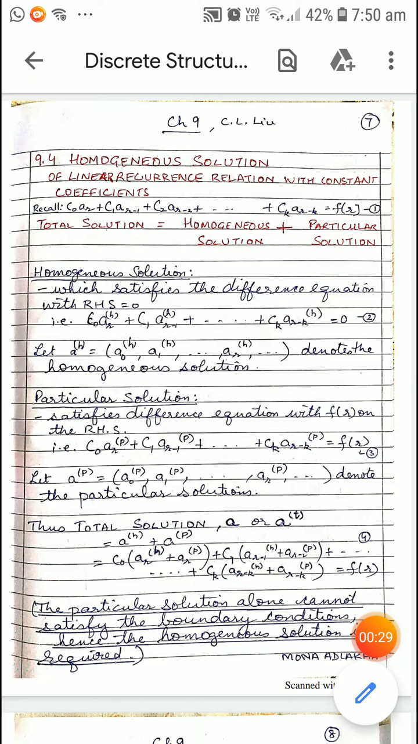Now next, as we discussed in the previous part and also wrote in the notes, we want to find the solution of a linear recurrence relation with constant coefficients. And as we had discussed in the previous part, the solution is basically your numeric function. Now in this equation 1, I have just rewritten the linear recurrence relation with constant coefficients: C0 a_r plus C1 a_(r-1) plus C2 a_(r-2), and so on till C_k a_(r-k) is equal to f(r).